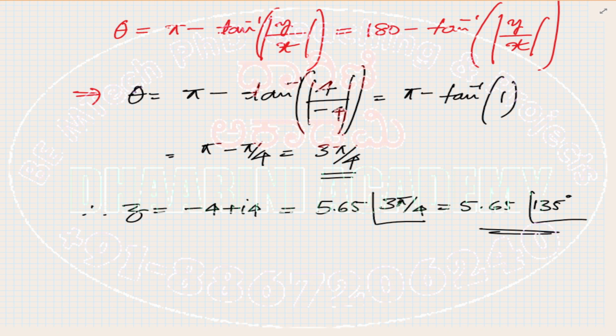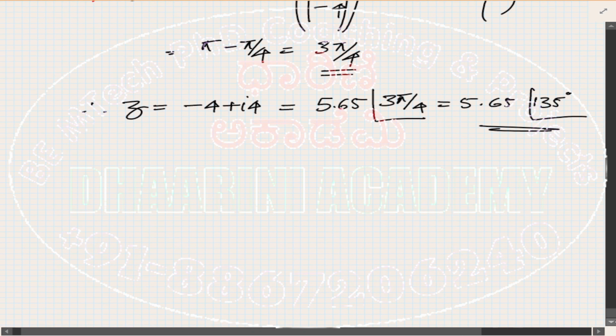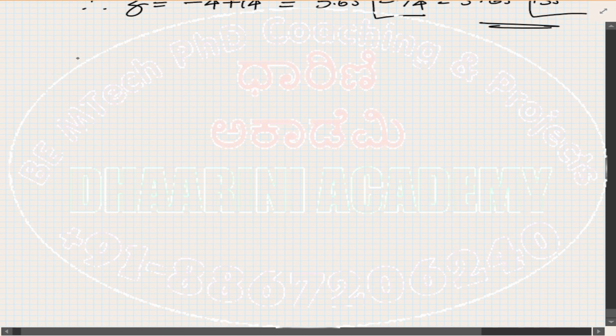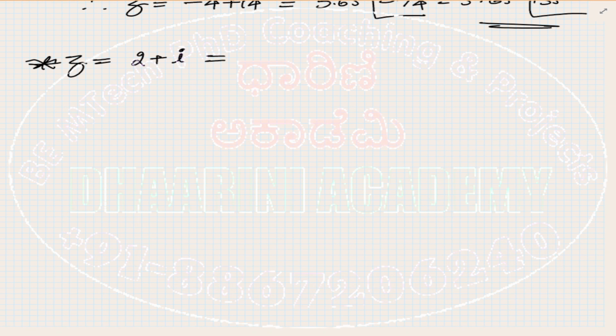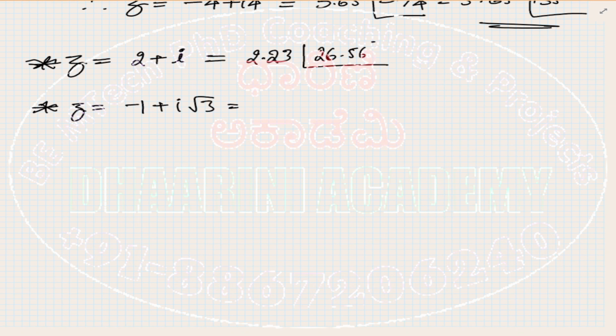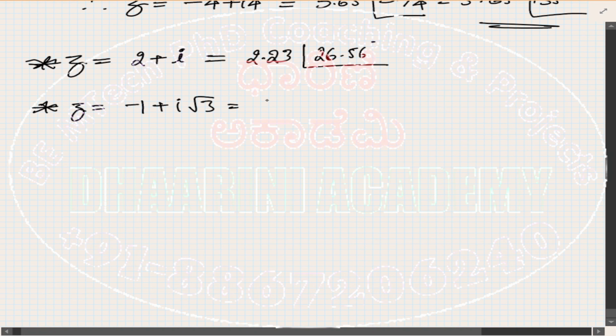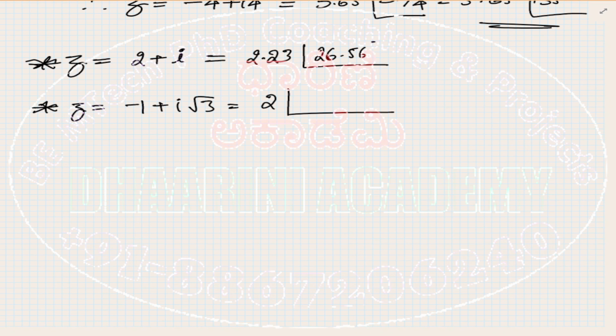So the problem to solve now is this. First problem, z is equal to 2 plus i. Convert this into polar coordinates. Okay, that's the next question. Minus 1 plus i root 3 represented in the polar coordinate system. The magnitude comes to be 2. Need to find the angle theta.